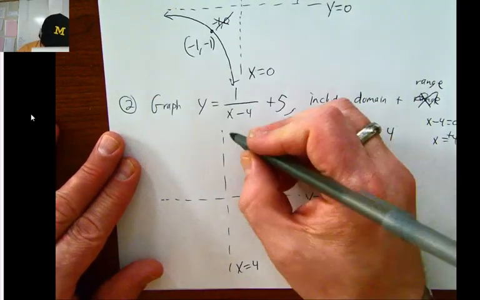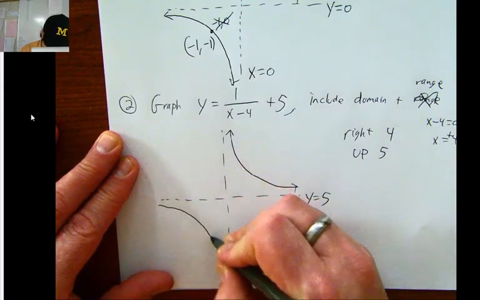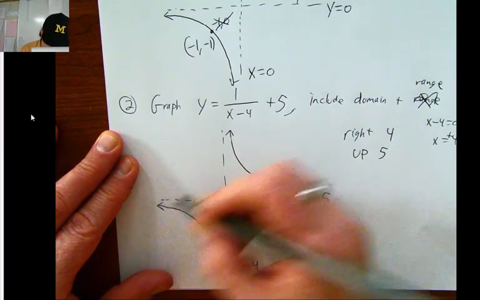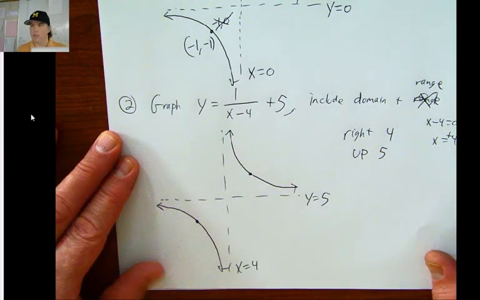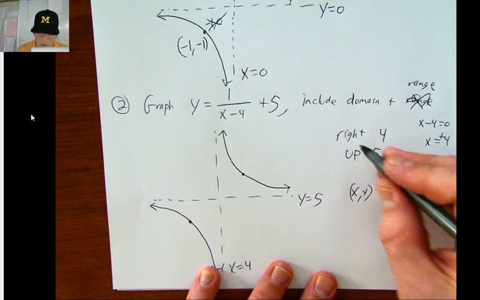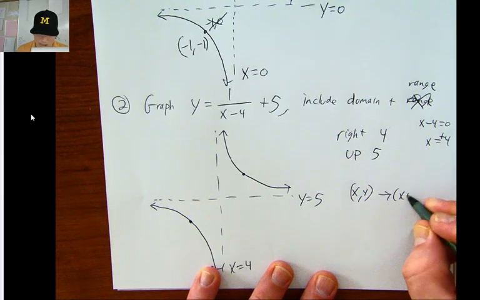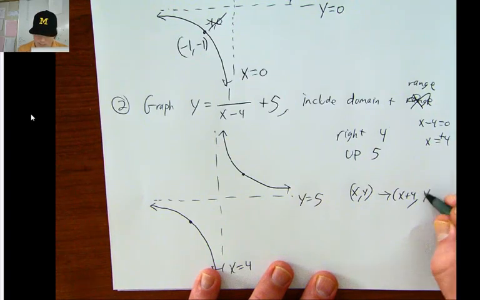Then the graph is going to look identical to how it normally looks. And there's two different ways that you could use to find this coordinate. I'm going to show just the way that I've always shown since day one. If you're going right 4, that means that you are adding 4 to the x coordinates. And if you're going up 5, that means you're adding 5 to the y coordinates.